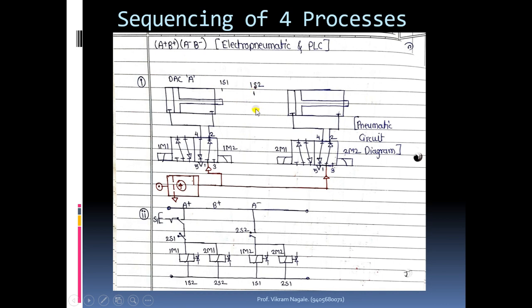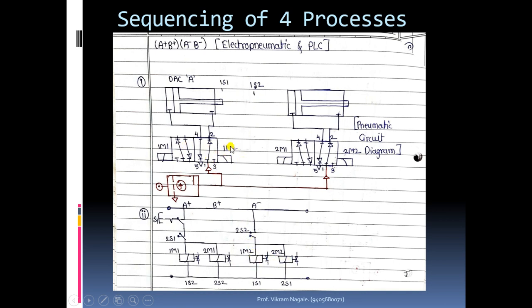When the rod end of cylinder A reaches A plus, that is at 1S2, the piston rod end of cylinder B will also reach 2S2. So that is, you will get B plus. So either we can use 1S2 or 2S2. Feedback can be taken from any one position or from both positions. Initially this will be open, that is 2S2, but whenever we get the extension, this will get closed and it will give supply to the 1M2 and 2M2 coils.